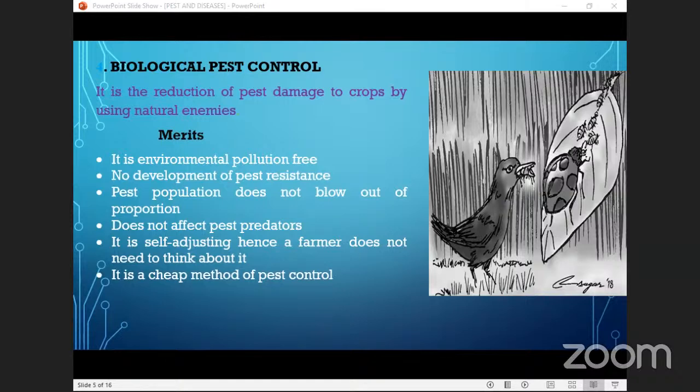May you read the advantages, the merits of this method? Elizabeth, may you read? It is environmental pollution free. Okay, continue. You read: No development of pest resistance. Pest population does not blow out of proportion. Does not affect pest predators. It is self-adjusting, hence a farmer does not need to think about it. It is cheap method of pest control.